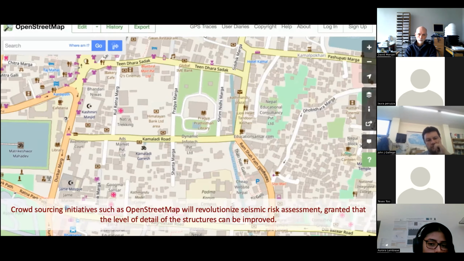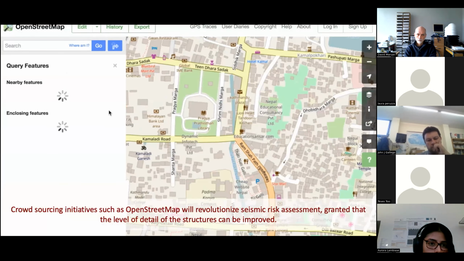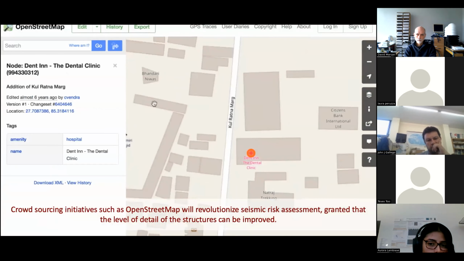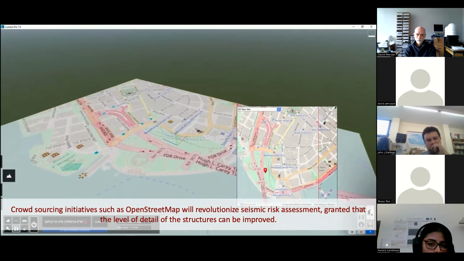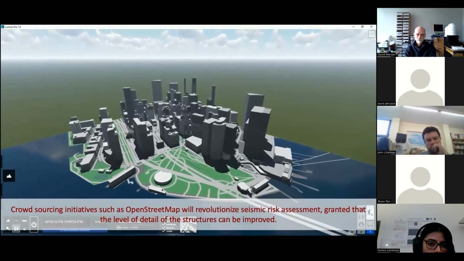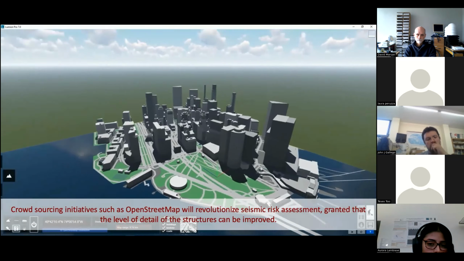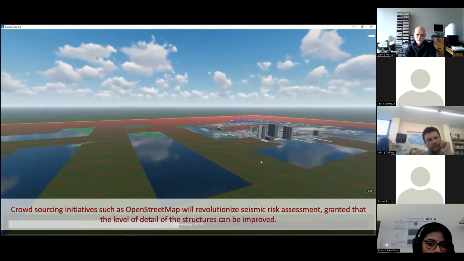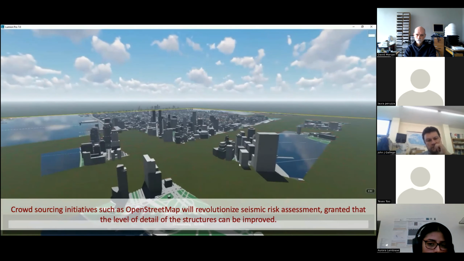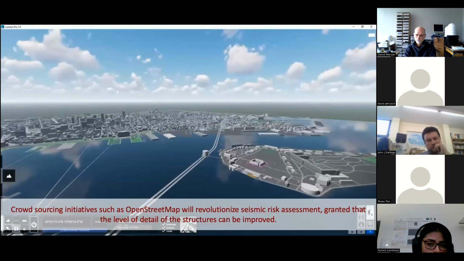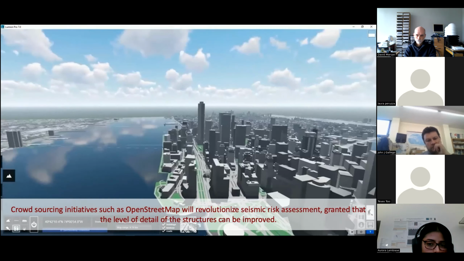This is OpenStreetMap for Kathmandu, Nepal. The city has been extremely well cataloged because of the earthquake that happened in Gorkha. Okay. And then there's also other initiatives where, again, they've been building 3D versions of the cities. Like, for example, I think this is New York, if I'm not mistaken, Manhattan. And in these cases, we do have some good information about the building stock.